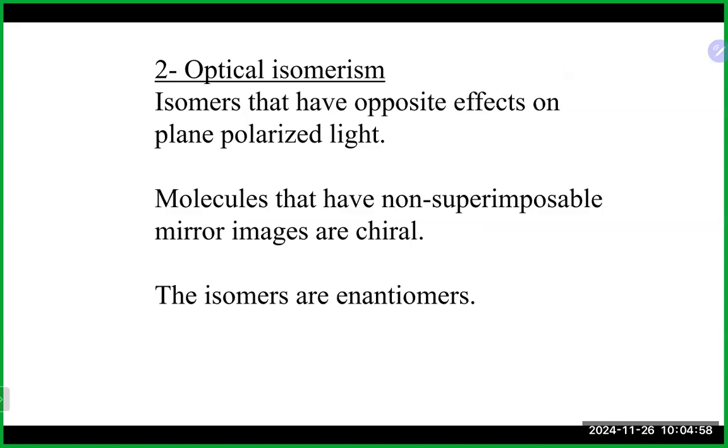Now, optical isomers are isomers that have an effect on plane polarized light. Optical isomers have non-superimposable mirror images and are chiral. So chiral basically means that if you have a chiral molecule and you put it up against a mirror and it reflects out into the mirror, and if you take the mirror image out and try to put it right on top of the original image, it will not fit perfectly. There'll always be something sort of out of place based on the location.